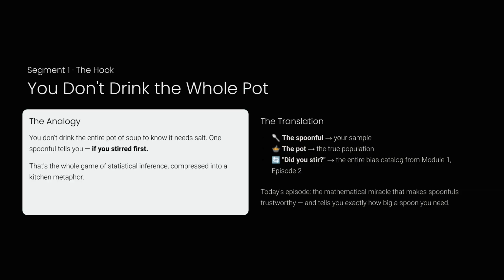Why don't you have to drink the whole pot of soup to know if it needs salt? Because a single well-stirred spoonful is representative. This simple kitchen metaphor perfectly illustrates the concept of statistical inference.